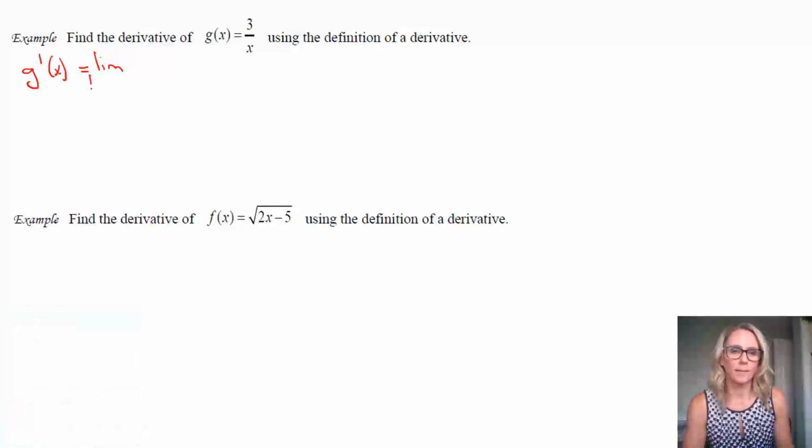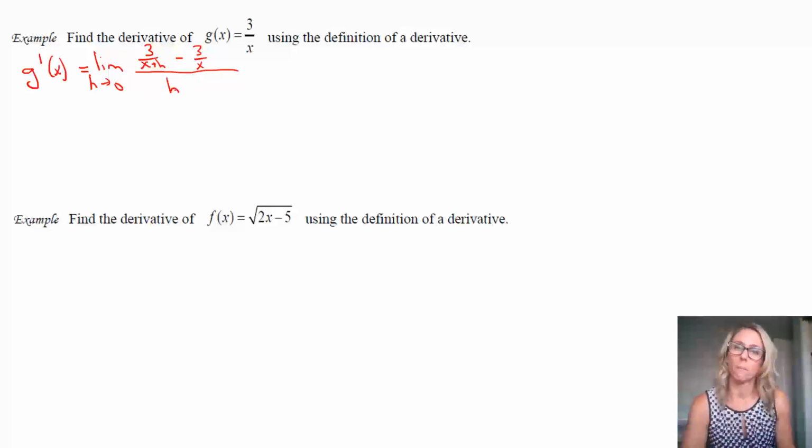We've got the limit as h goes to 0. In the numerator should be g of x plus h. That is simply 3 over x plus h. And then we subtract the function, which is 3 over x. And then we just divide by h. So this is the setup here.